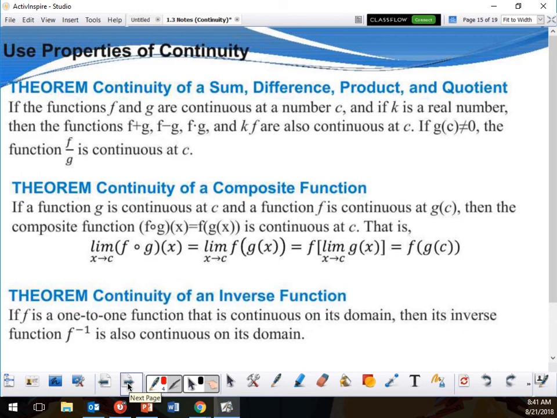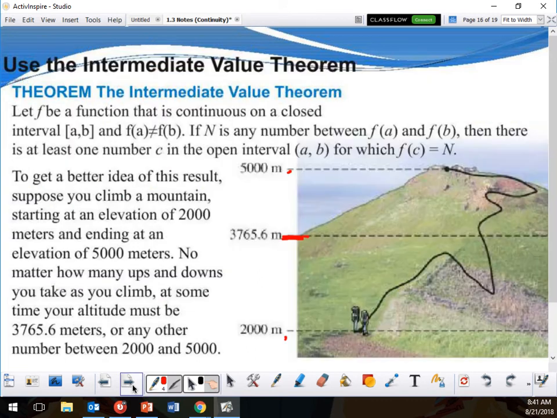Same rules that we've gone over. Just how to plug it in. All right.